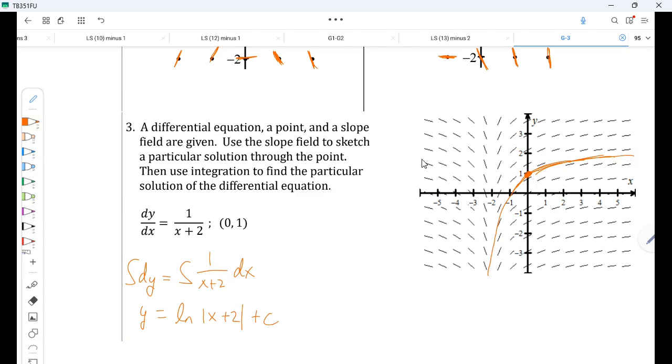But now here's something that's kind of important. We're actually not done. We do have to find that c value. So we'll deal with that in a second. But this is something that does happen when we're in differential equations. The absolute value of ln x plus 2 is not a continuous function.